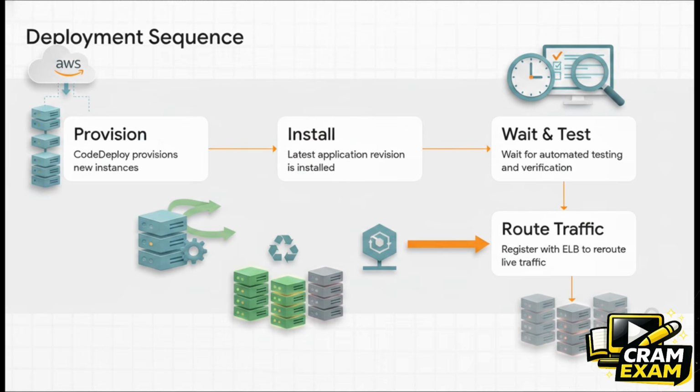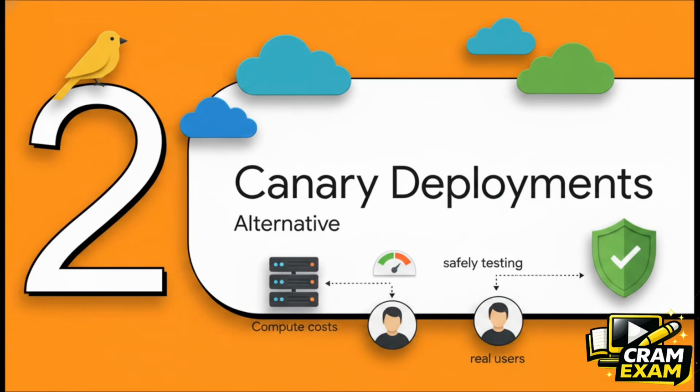Then, once you're confident, instances in that replacement environment are registered with an Elastic Load Balancer, which causes the traffic to be seamlessly rerouted to them. Finally, the instances in your original old environment are deregistered. From there, they can either be terminated to save money, or you can keep them running for a bit just in case. Okay, moving on to strategy number 2, the pragmatic alternative, canary deployments.